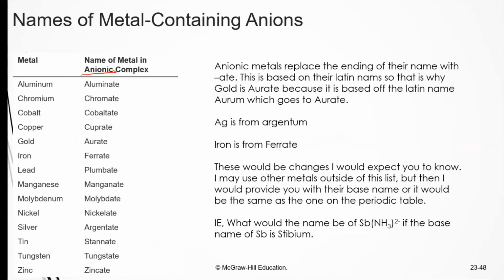The hard part with your anions is that while most of them are just like what you find in the periodic table, there are some exceptions. So things like gold, iron, and lead, silver, and tin. The anionic metals replace the ending in the name with -ide, but it's based off of their Latin names. So for your symbols, if your symbol doesn't match up with your metal, then you do want to be checking what their base name is.